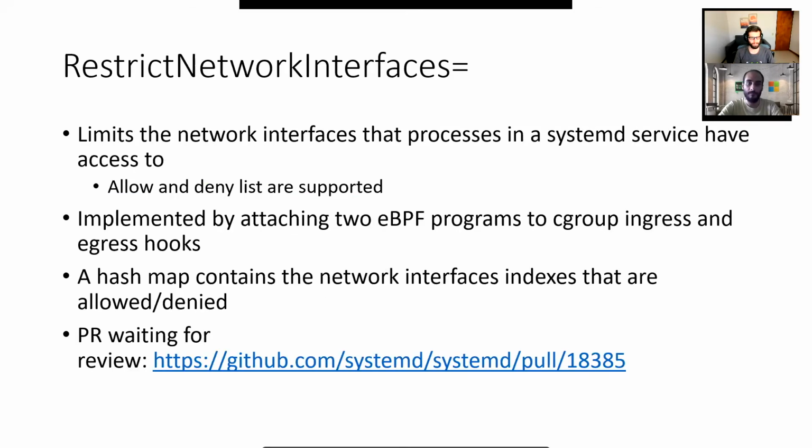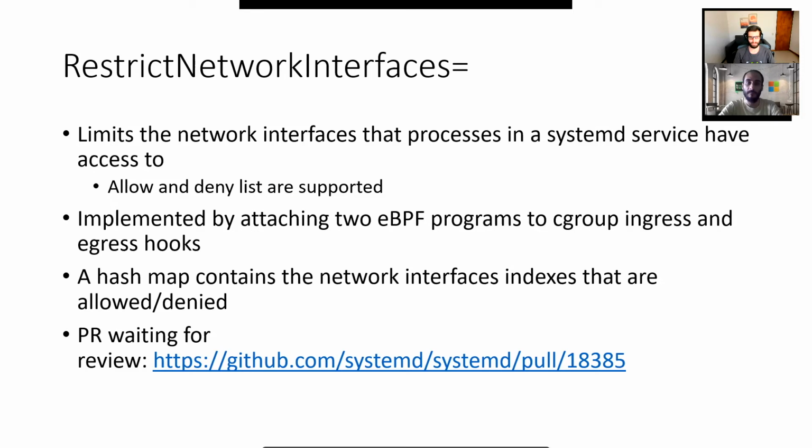The first property that we implemented is called RestrictNetworkInterfaces. By using this property, we are able to limit the set of network interfaces that a systemd service can access. This property supports the allow and the deny list approach, and this is implemented by attaching two different eBPF programs to the ingress and egress hooks of the cgroup of the systemd service.